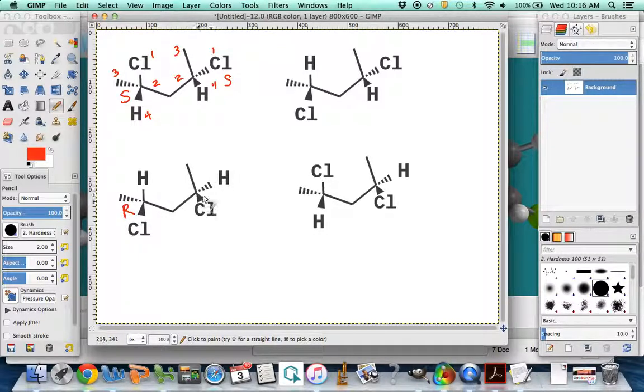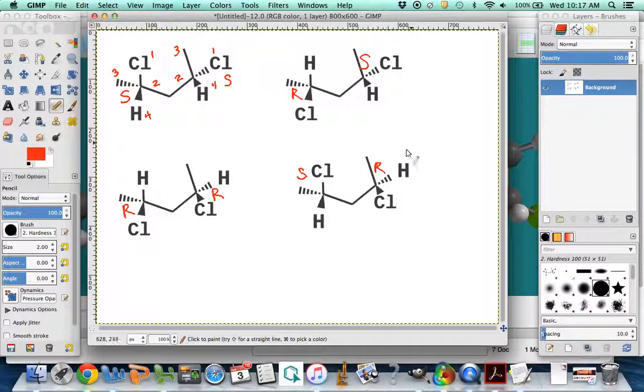This looks like the chlorine and hydrogen have switched also. RR, these are enantiomers of each other. And so over here I might imagine, well, this looks the same as over here, so it's S. This looks the same as down here, so it's R, and this is both switched, so S, R.